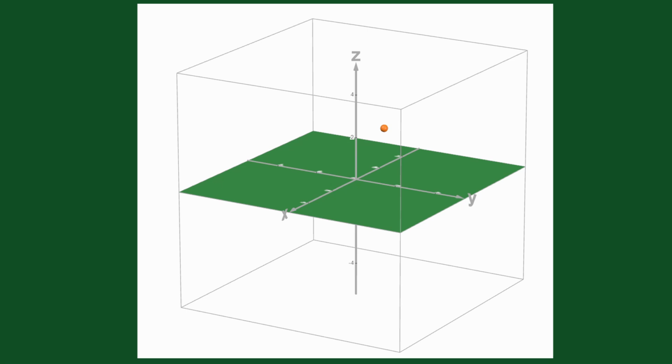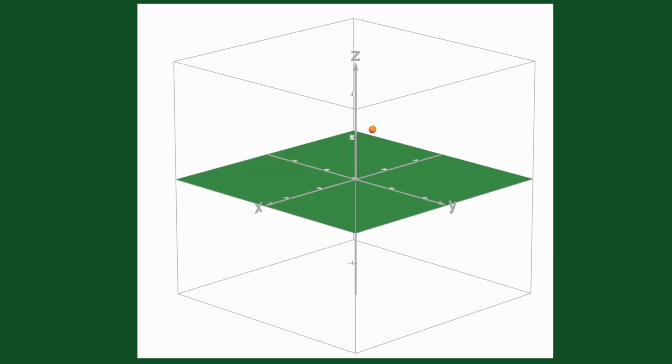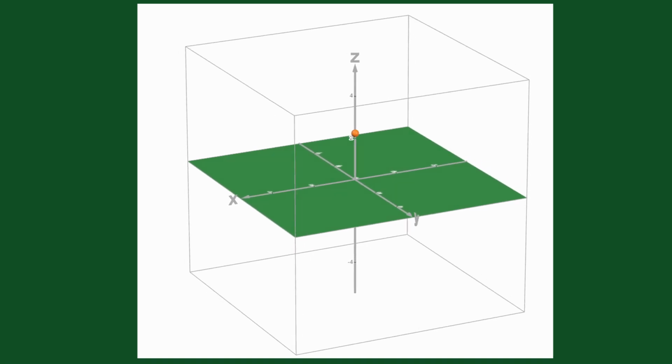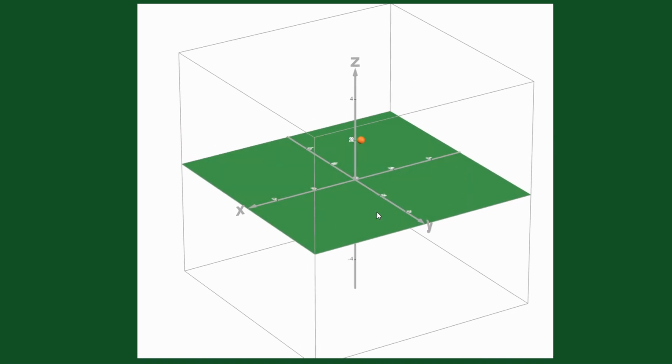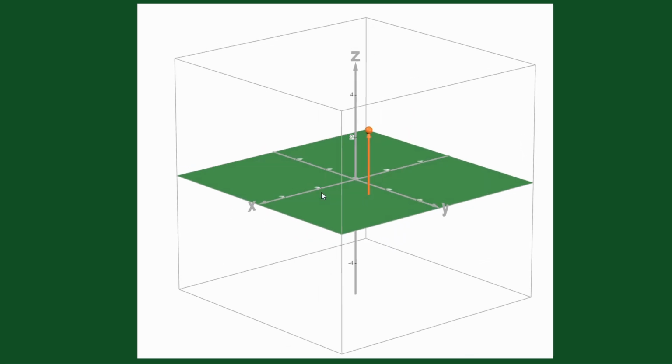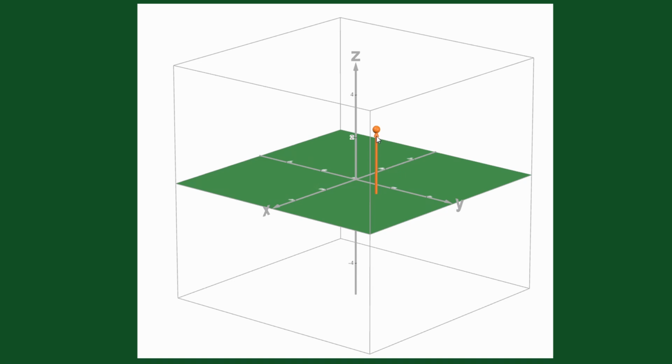How can we find the distance between a point and a plane? So take a look at this drawing here that I have. We have a plane, this green surface, and we have this orange point. And we want to find the distance between them. Okay? And I'm representing the distance between those two things with this orange vector.